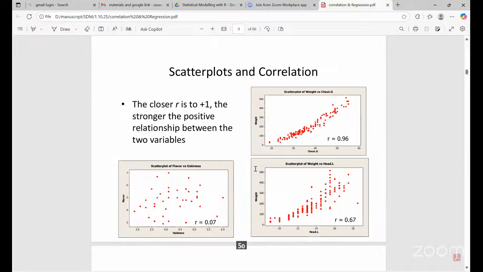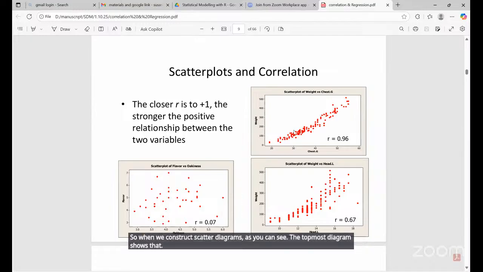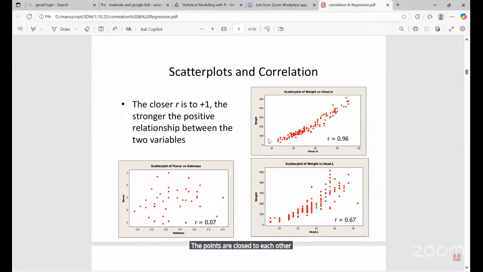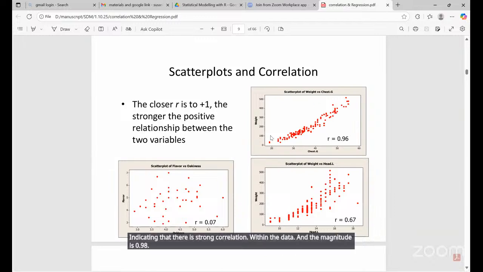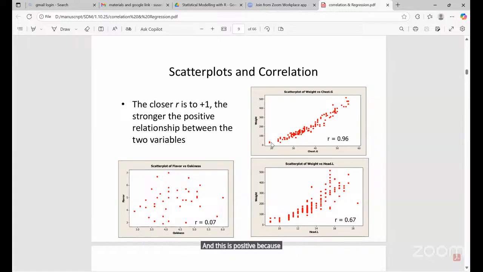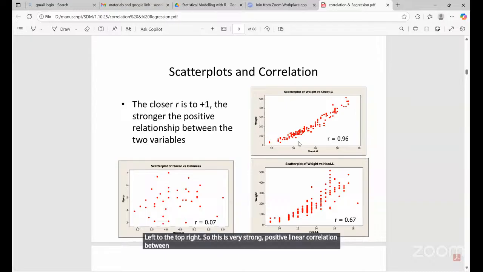So when we construct scatter diagrams, as you can see, the topmost diagram shows that the points are close to each other and almost go through the line, indicating that there is strong correlation within the data, and the magnitude is 0.98. And this is positive because the values are ranging from the bottom left to the top right. So this is a very strong positive linear correlation between weight and chest girth of birds.